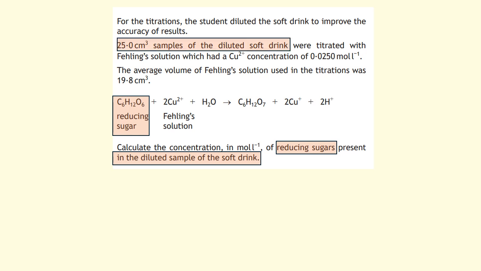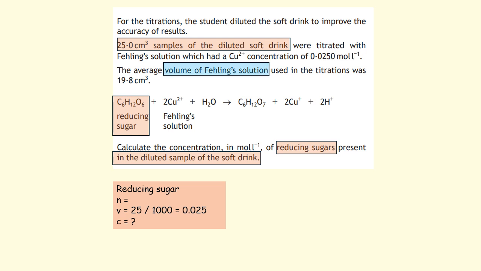And with our soft drink, we have been told that there are 25 centimetres cubed of soft drink. We're wanting to calculate the concentration. This means this is the chemical that we only know the volume for. So we don't know n. That's always needed to be calculated. Volume is 25. We turn it into litres by dividing by 1,000, and we want to know what the concentration is. The other chemical we care about is the other chemical mentioned in the question, Fehling's solution.